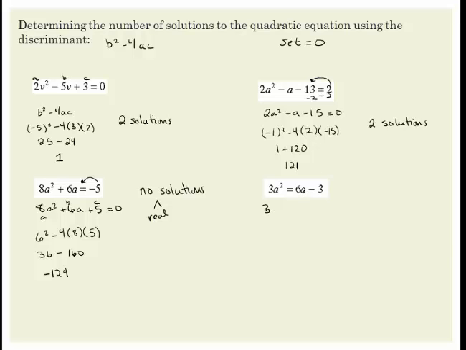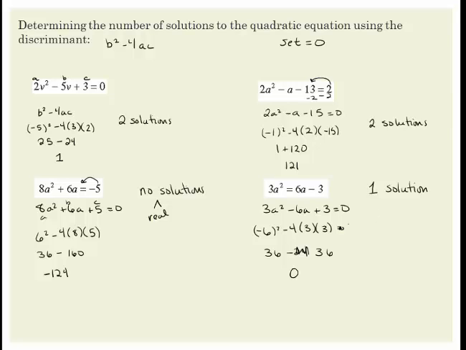And then setting this one equal to 0, I have 3a squared minus 6a plus 3 is equal to 0, because if I bring these over to the other side, I change their signs. I have b squared minus 4 times a times c. So 36 minus 24, sorry, not minus 24, minus 36. That gives me a 0, so I have exactly one solution.